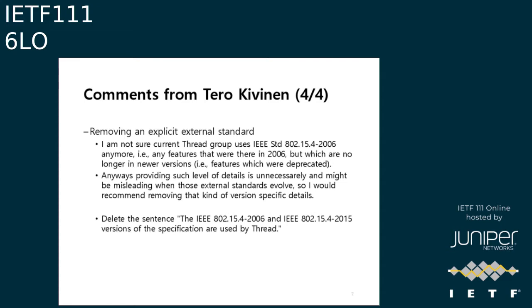The final comment is about removing an explicit external standard. It is related to the Thread text. He says he is not sure the current Thread group uses IEEE 802.15.4 anymore, and whether there is any feature that was there in 2006 but is no longer in the new version. So he suggests deleting the sentence saying that the IEEE 802.15.4-2006 and IEEE 802.15.4-2015 versions of the specification are used by Thread. So I deleted the sentence.